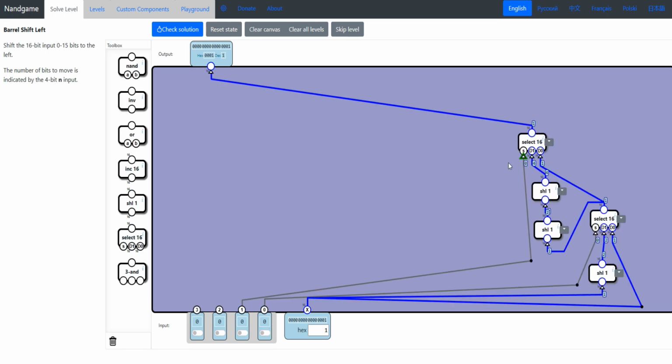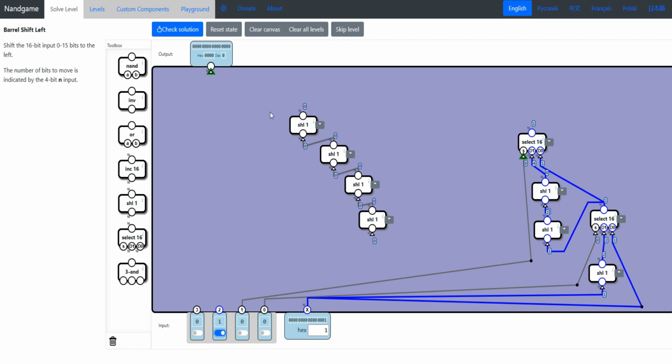All right, I've rearranged things so we have a little more room because I think we are going to need it. And let's look at the next bit we have to hook up. If we turn it on, we have 0100. In decimal, that is 4. So let's grab 4 shift lefts. And we're gonna daisy chain them together just like we did when we only had to shift over twice. We'll disconnect our output because we don't really need that and hook that last select 16 up to input to our 4 shift lefts.